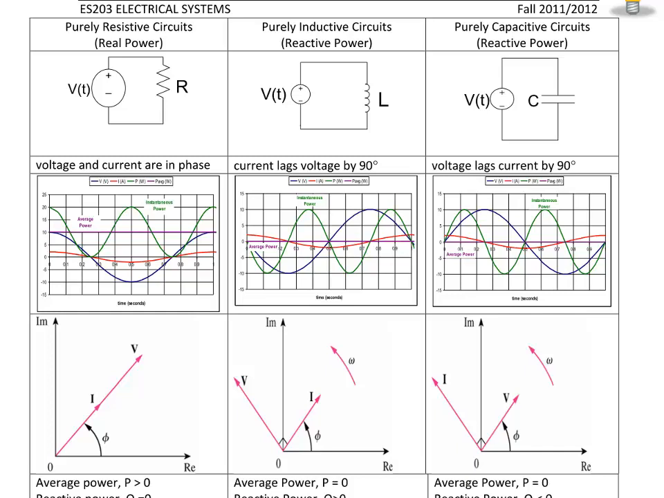Same for the capacitor. Notice that the voltage lags the current by 90 degrees for the capacitor, and it also has an average power of 0 and double the frequency of the voltage and the current. So the average power for inductors and capacitors is 0, and the reactive power is greater than 0 for an inductor, and the reactive power is less than 0 for a capacitor. And the voltage and current phasor diagrams have been drawn here to help with the leading and lagging for the current and the voltage.